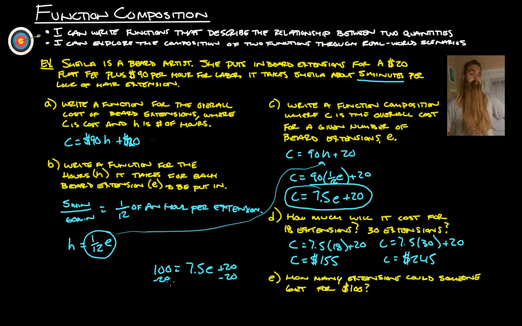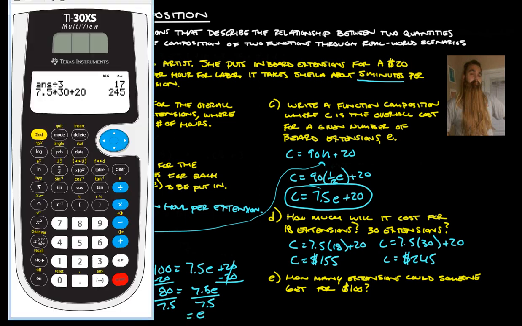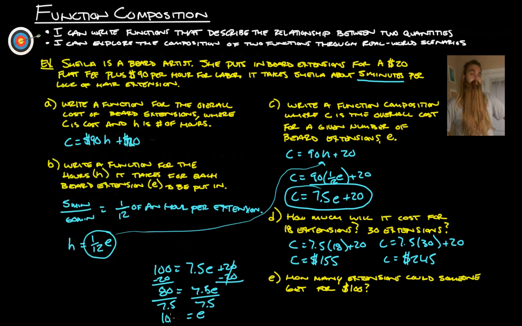So subtract 20 from both sides. And we get 7.5E equals 80. So we want to divide by 7.5 on both sides. And that'll tell us how many extensions we can get. So 80 divided by 7.5 gives us 10.67. So you can't get 2/3 of an extension. So that means we can get 10 extensions. 10 beard extensions for $100, right?